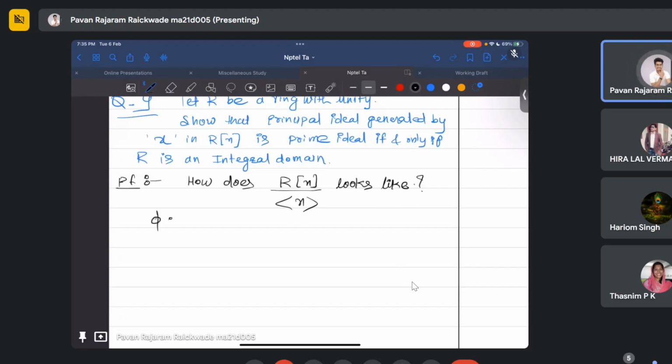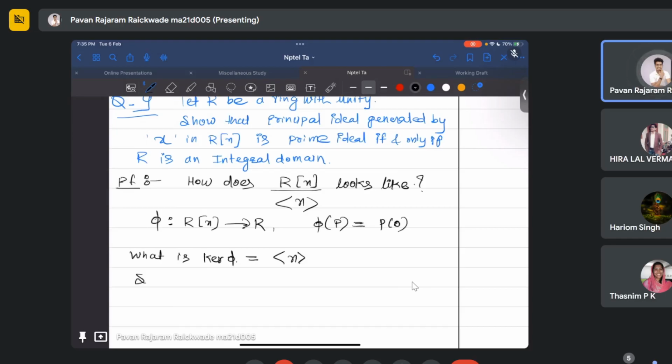First thing is consider mapping phi from Rx to R given as phi of any element polynomial can be written as P, phi of P is P at 0. What will you get here, right? P of 0 is simply the constant term of the polynomial. I mean, 0 is basically 0 of the ring R. So then what is kernel phi? Kernel phi are the polynomials with zero constant term, which is simply ideal generated by X, right?